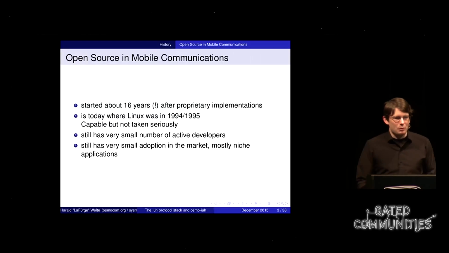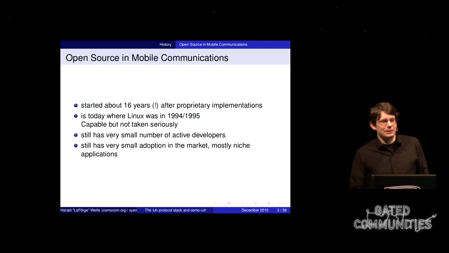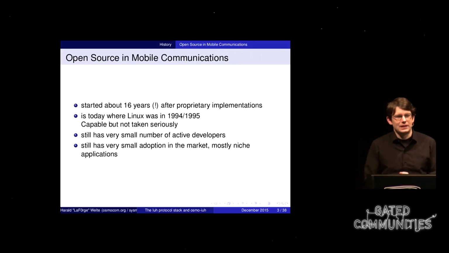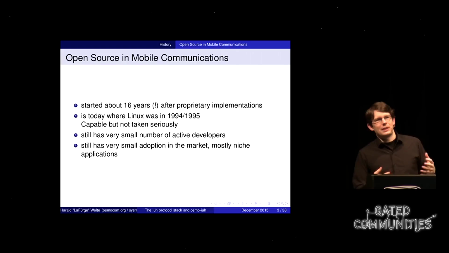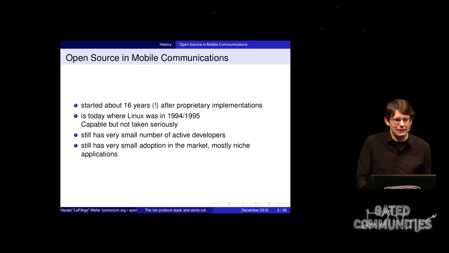Okay, so let's start with a little bit of a history of open source and mobile communication protocols. You have to remember that we started about 16 years after the proprietary implementations. So the GSM network that we are running here at the event, or that we started to run 7 years ago, started 16 years after GSM networks were first run in public in Europe, at public operators. So we're really, really late.